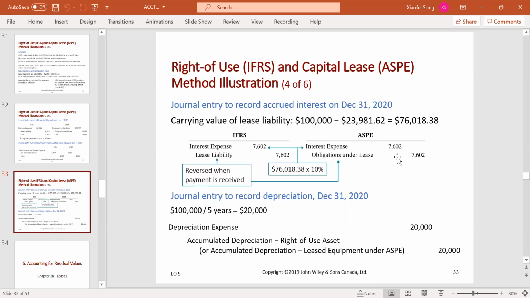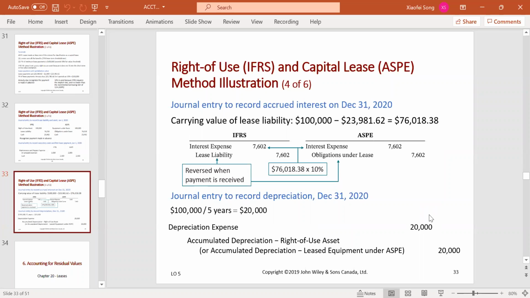In addition to that, the capitalized asset, either the right-of-use asset or the asset under lease, needs to be depreciated using the straight-line method over 5 years with no residual value. With a capitalized amount of 100,000, that's 20,000 a year. So we debit depreciation expense and credit accumulated depreciation. That's the first year.